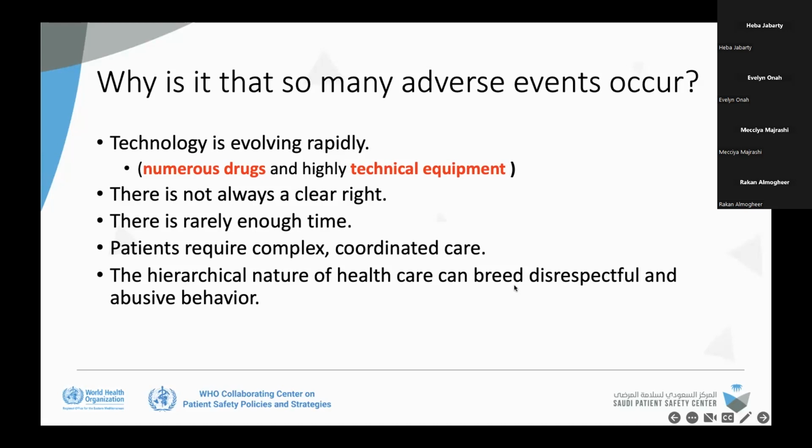What else? The other factor is that the hierarchical nature of healthcare can breed disrespectful and abusive behavior. Unfortunately, this is a fact. Sometimes one of the colleagues in a hospital will underestimate the others, whether they are trainees or nurses. So all these things could be a factor.